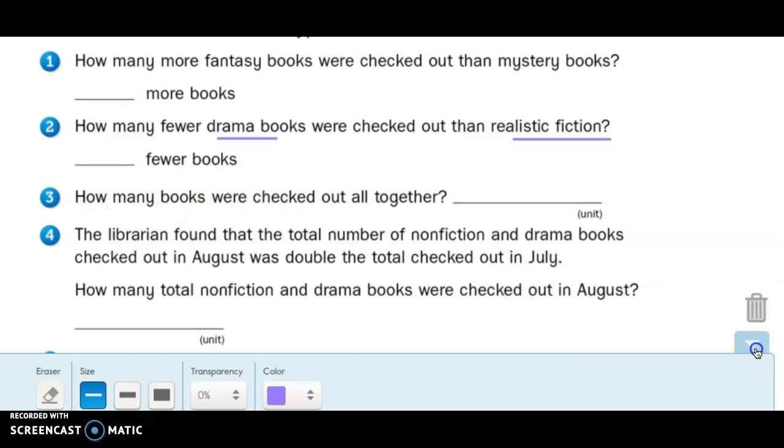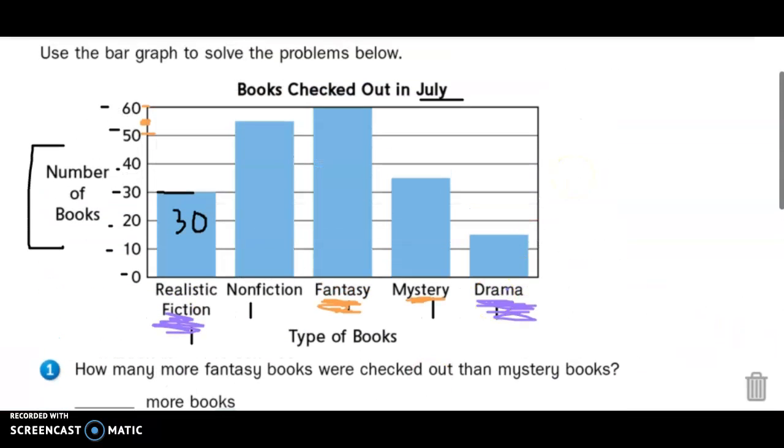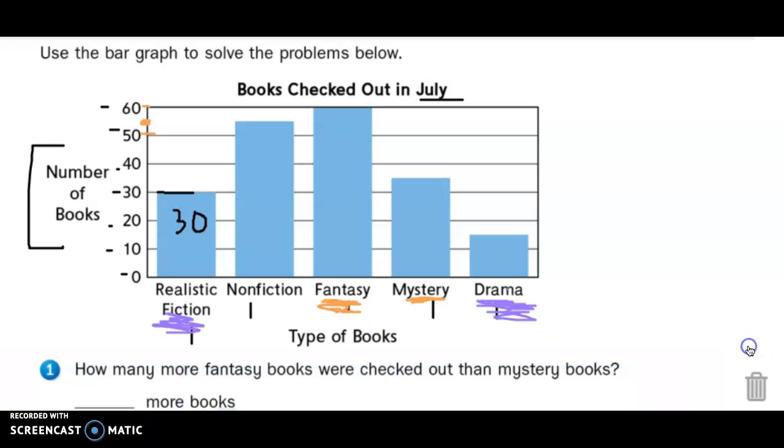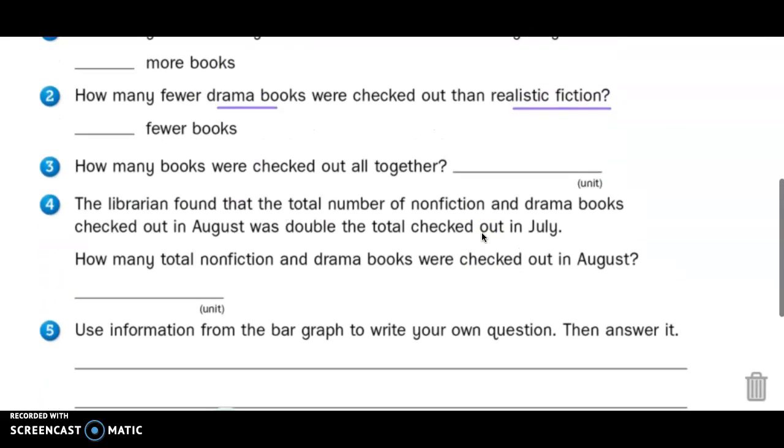How many books were checked out all together? All together. That's a key word. What do we do when it says all together? That means we need to take all of the realistic fiction, all of the nonfiction, all of the fantasy, all of the mystery, and all of the drama, because those are all books. How many total were checked out in July? That means you need to add all of them.